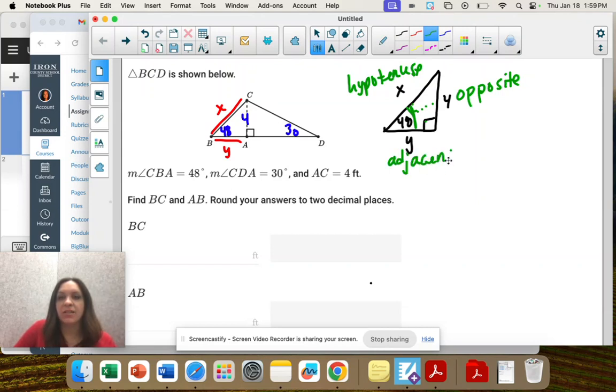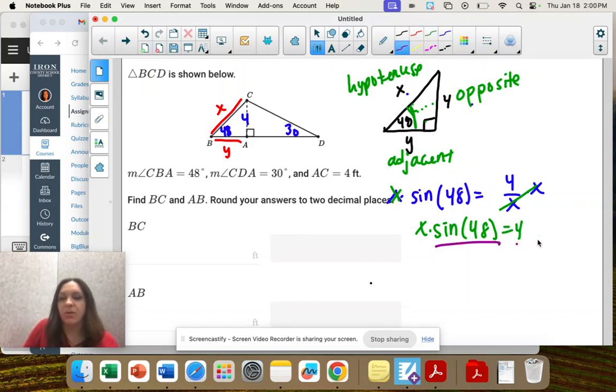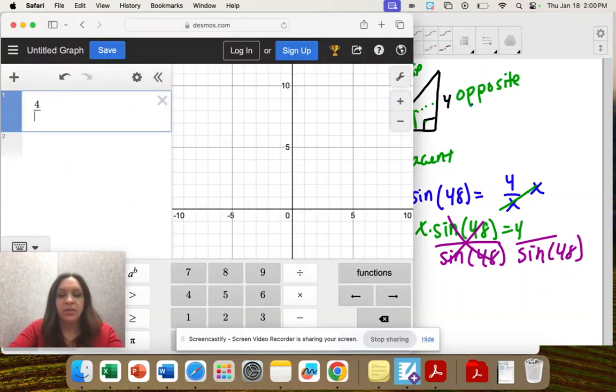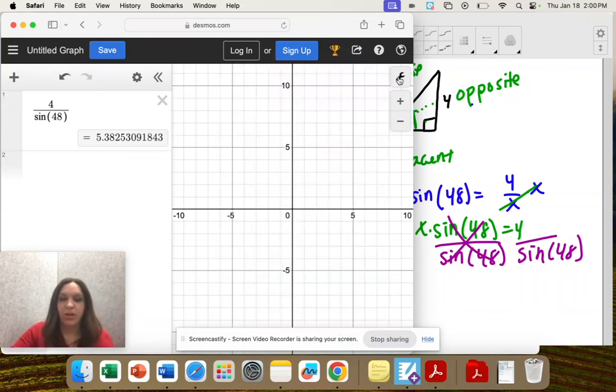So let's start with X and find the hypotenuse using the opposite. That would be sine of the angle equals opposite over hypotenuse. I'm going to multiply both sides by the denominator. So X times sine of 48 equals 4. And then divide both sides by sine of 48 to get X. And we're rounding to 2 decimal places. So 4 divided by sine of 48 degrees, make sure you're in degrees, 5.38.